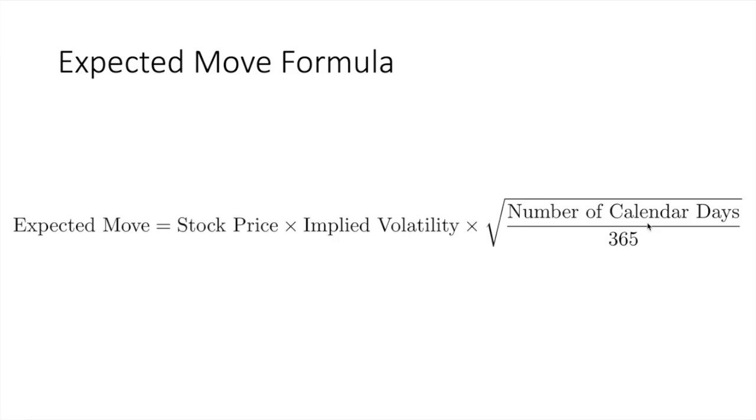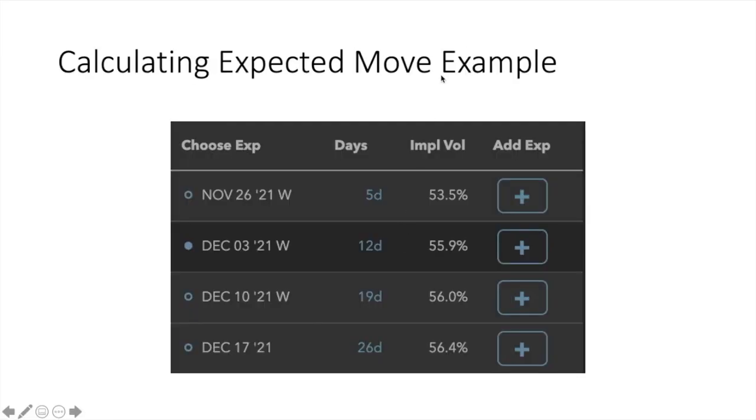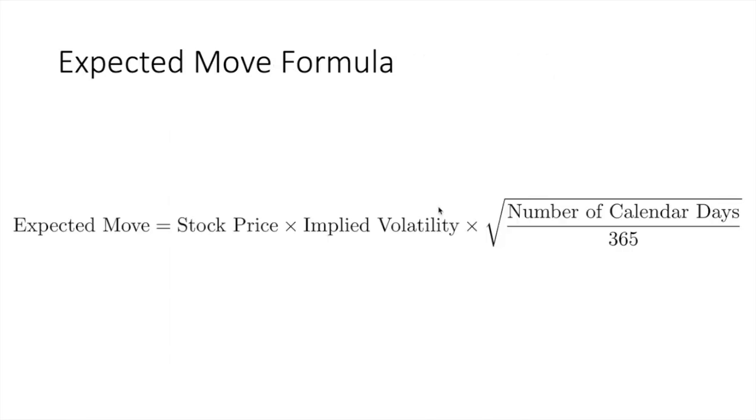Your implied volatility is an annualized number. I'll show you the percentage here. As you can see, there are implied volatility percentages on this options chain of Roku, showing the different expiries, the number of days until they expire, and the implied volatility associated with those expiries. So we have to normalize the implied volatility for the number of calendar days we're looking at. We insert the number of calendar days, the implied volatility, and the stock price, and that's going to spit out the expected move.